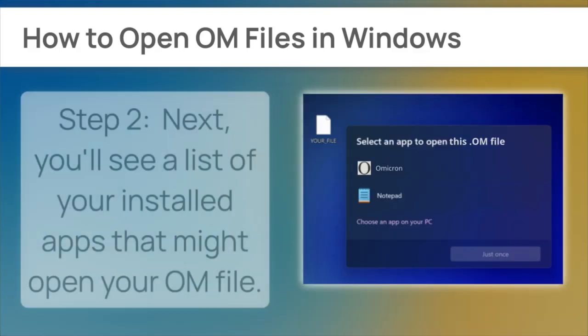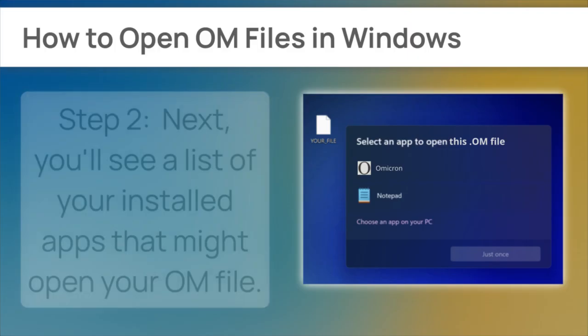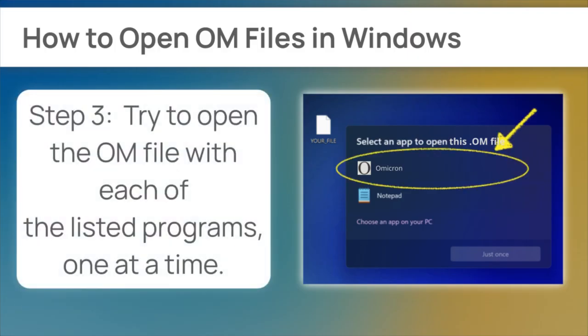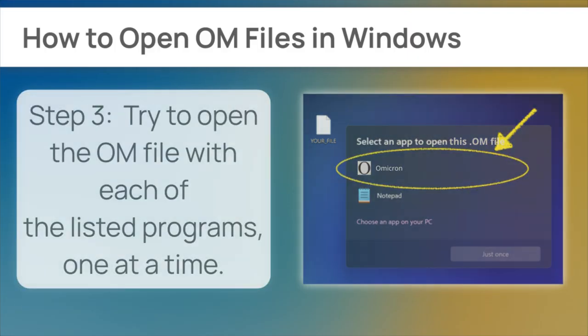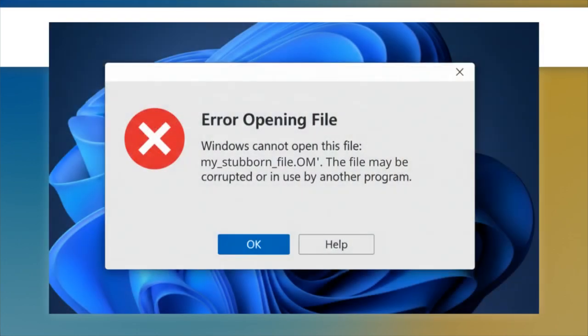Right-click your OM file and choose Open With. Start your test with Omicron if available. If not, select another listed program and continue trying. When your OM file isn't responding, don't worry, it's typical.